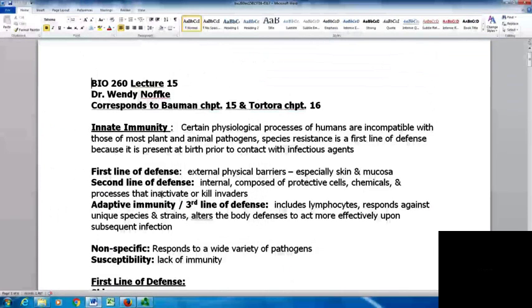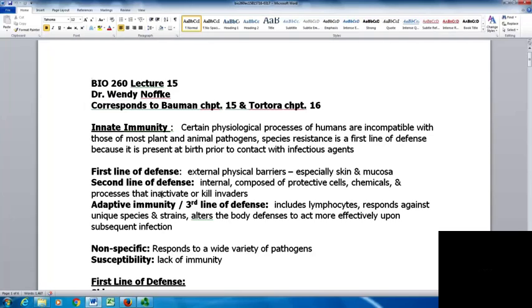Right, today we're on Chapter 15, or Lecture 15. That's going to correspond to the Bauman text, Chapter 15, or the Tortora text, Chapter 16, depending on which one you're using. For microbiology, we're going to be looking at innate immunity. These are the physiological processes of humans that are incompatible with those of most plant and animal pathogens. So it's just things about being a human that are not compatible with these particular pathogens.